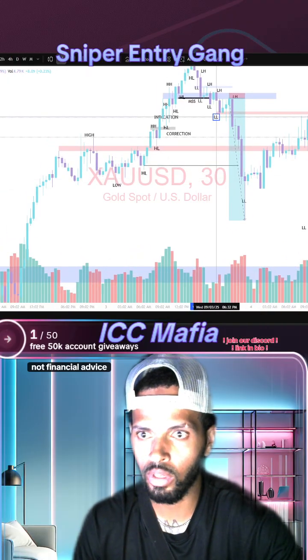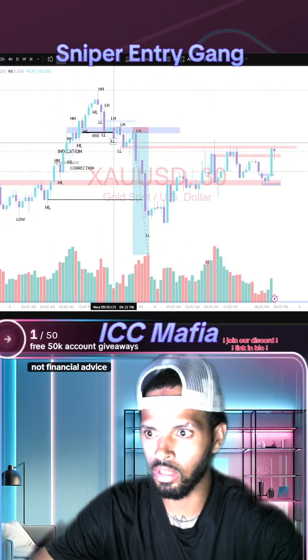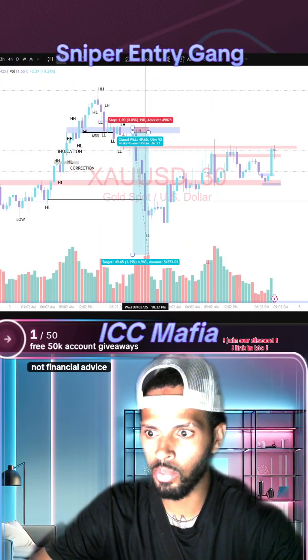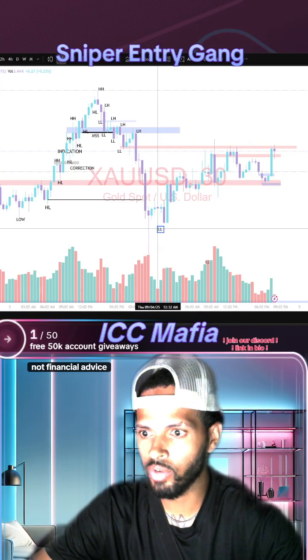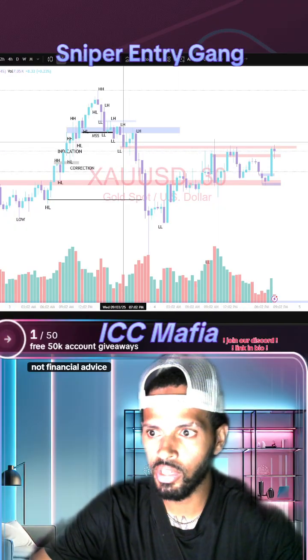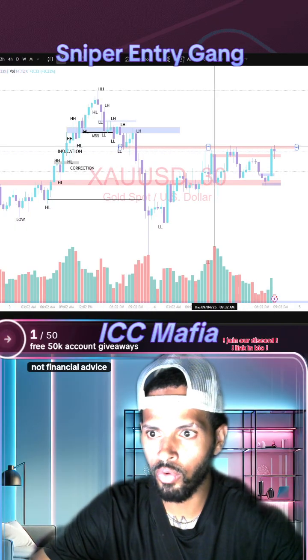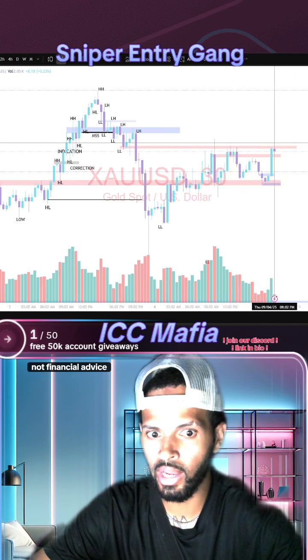Price made its lower low right here. Where's the next lower low? The next lower low is right here. So where's the correction? The correction is back to this level right here. We rejected it once. We didn't make a lower low. We rejected it twice. Now we're at this level again.